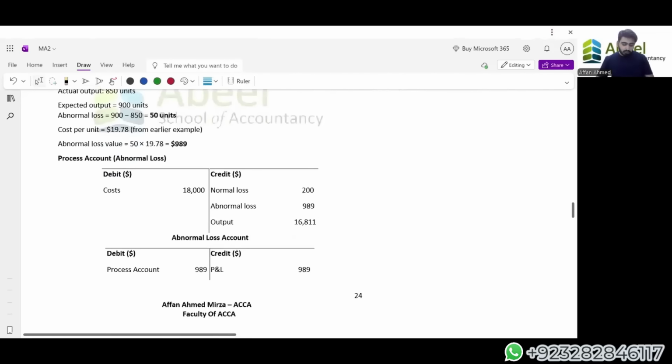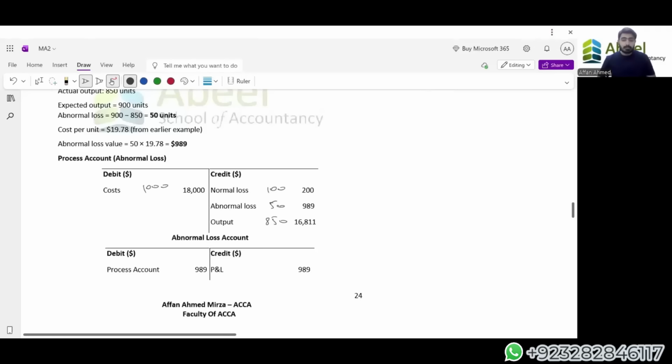The normal loss account and the abnormal loss account are in front of you, and the process account is in front of you as well, where you can see that the debit and credit sides are always balanced out by the number of units as well. So here, abnormal loss is 150, and we had approximately 850 good units, and 1000 was the input. In the abnormal loss account, we have to charge or record an expense that will be borne by the company because this is the loss that we have not expected.